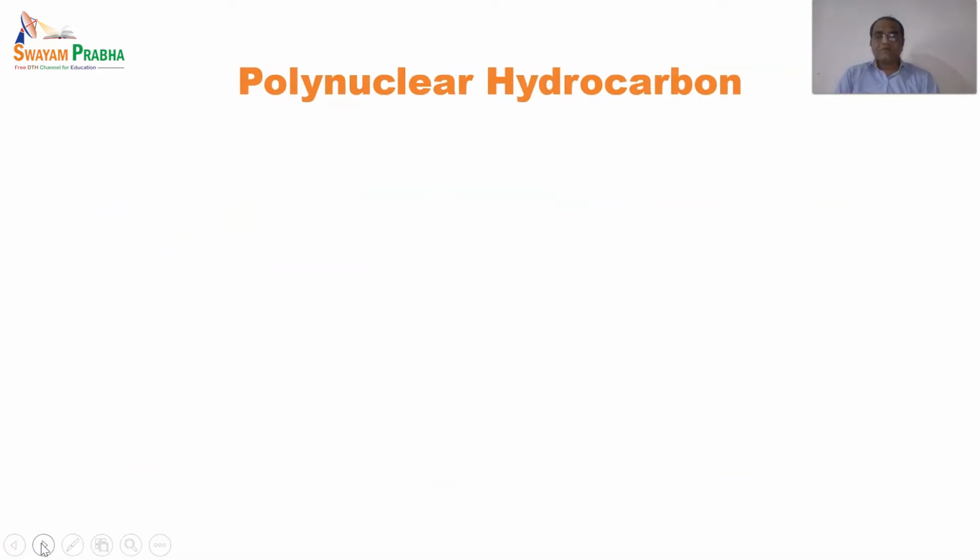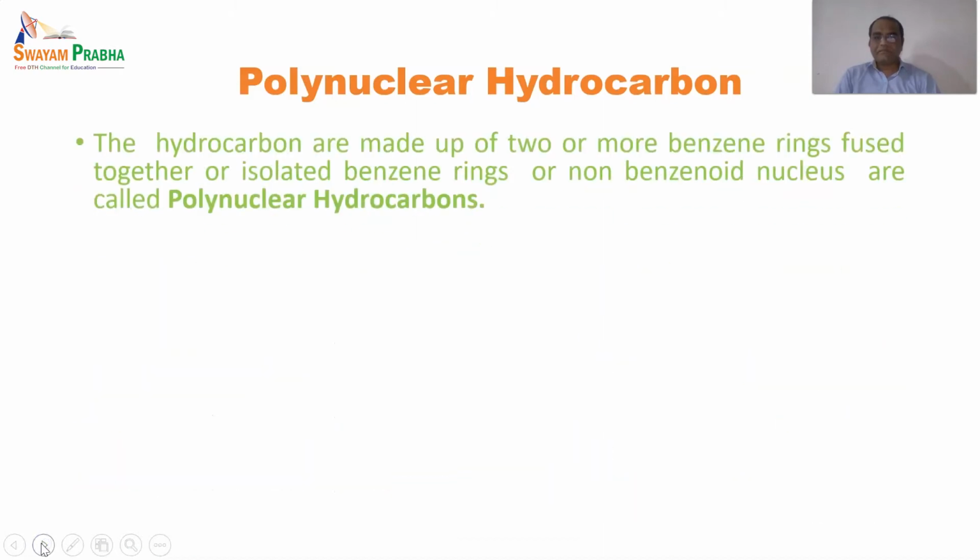So let's first see what polynuclear hydrocarbons are. Hydrocarbons made up of two or more benzene rings. So here it deals actually with polynuclear aromatic hydrocarbons. When it comes to only polynuclear hydrocarbons, it may not have an aromatic ring, but we are dealing with a chapter or a module that is related with polynuclear aromatic hydrocarbons.